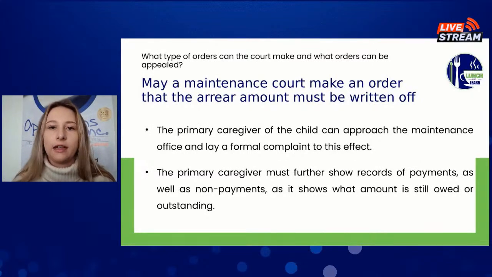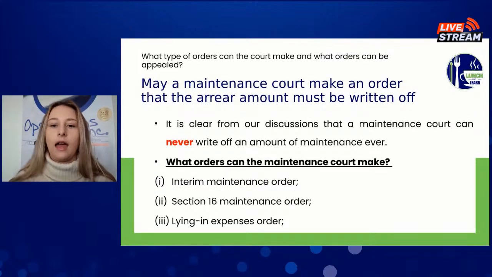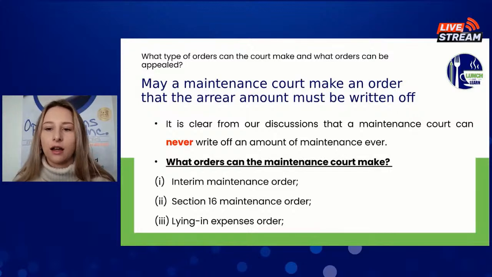So the primary caregiver of the child, which is usually the applicant, can approach the maintenance office and lay a formal complaint to this effect. The primary caregiver must further show records of payments as well as non-payments, as it shows what amount is still owed or outstanding. And as is clear from our discussions, a maintenance court can never write off an amount of maintenance ever. So this is a legal right to which the child is entitled. So someone cannot apply to have the arrear maintenance cancelled. They will still be legally liable to pay that outstanding amount.